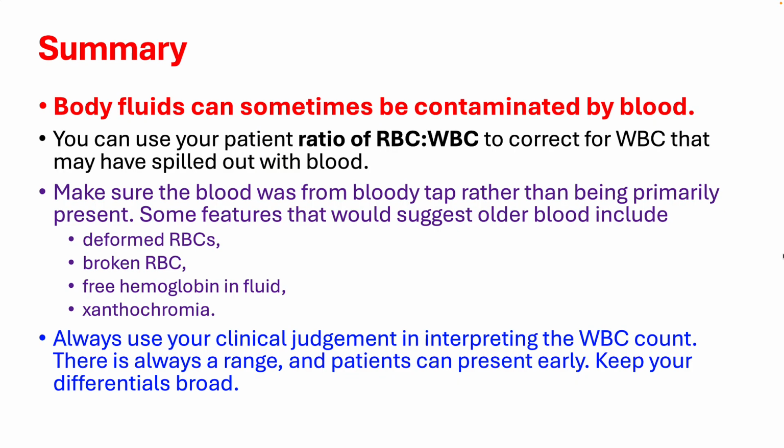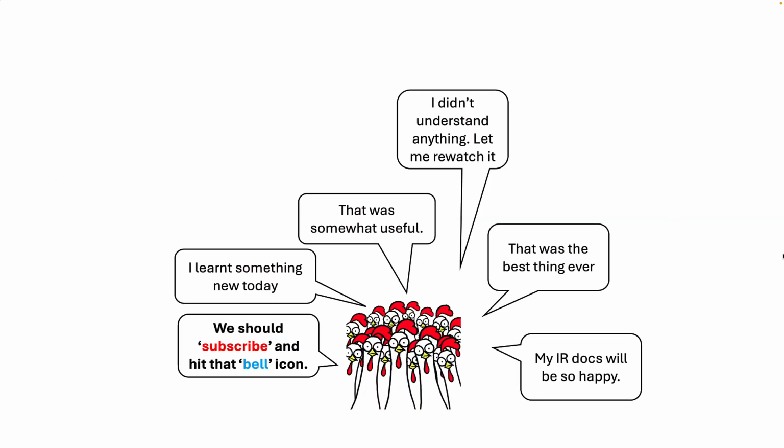In summary, if your body fluid is contaminated by blood, you can use the patient's ratio of RBC to WBC to correct for the white cell count that is present in the sample. Make sure that the blood was from the bloody tap rather than being primarily present in the fluid sample. Some features that would suggest older blood include deformed RBCs, broken RBCs, free hemoglobin in the fluid, and xanthochromia. Always use your clinical judgment in interpreting the WBC count. There's always a range and patients can present early, so keep your differentials broad.